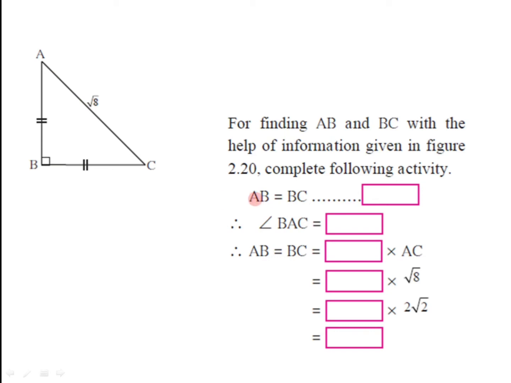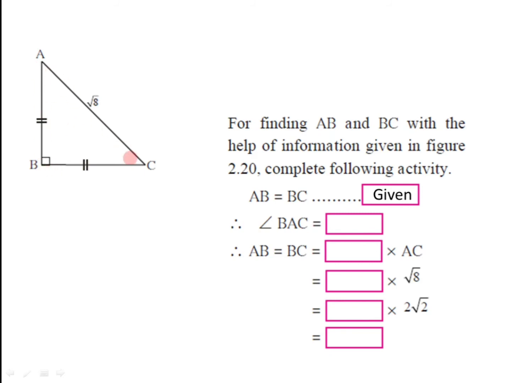The first statement in this activity is AB is equal to BC, as you can see in the diagram which is given. That's why in the box the reason should be there. It's given AB is equal to BC. Now we know that for a triangle, if two sides of a triangle are congruent, then angles opposite to them are also congruent. So angles opposite to side AB and side BC are angle A and angle C. So both of these two angles must be congruent.